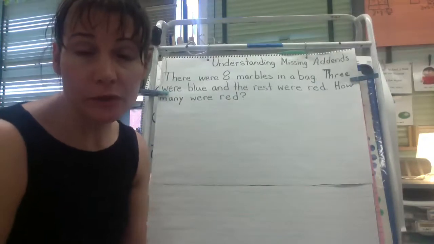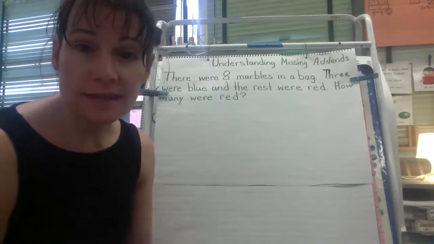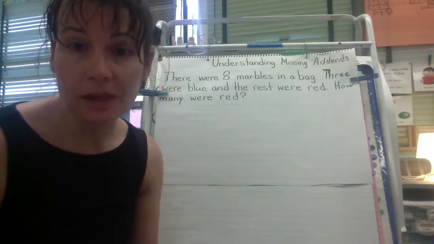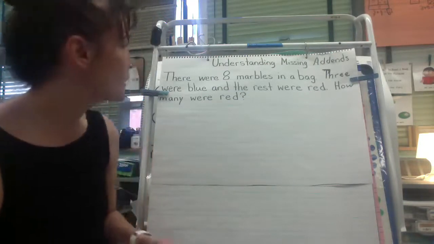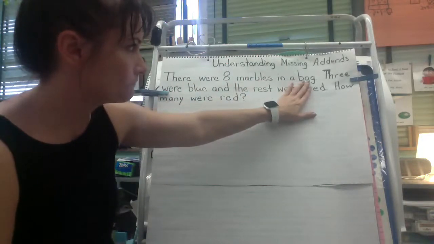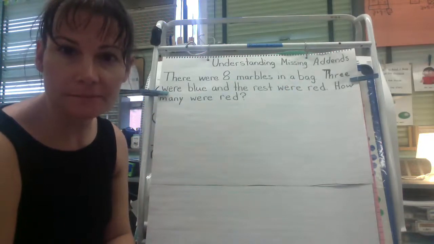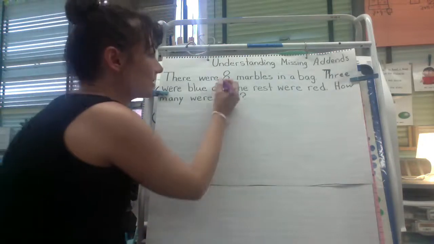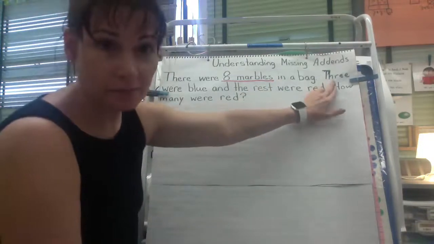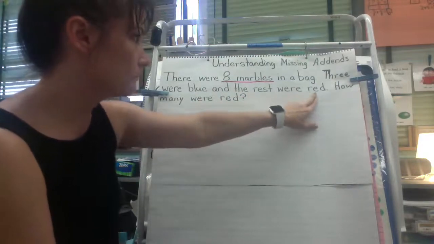Now that we have our materials ready, let's go ahead and try to set up our equation to solve this problem. Setting up our equation helps us to understand what is happening in the problem. Let's make sense of what's happening. There were 8 marbles in a bag. So how many marbles were in the bag? That's right, there were 8 marbles. 3 of them were blue and the rest were red.